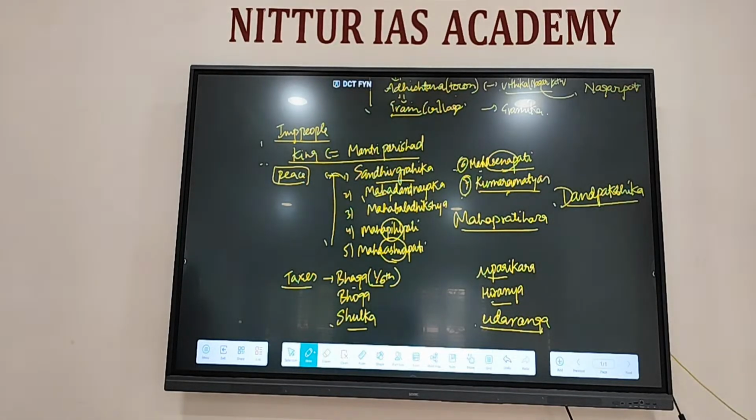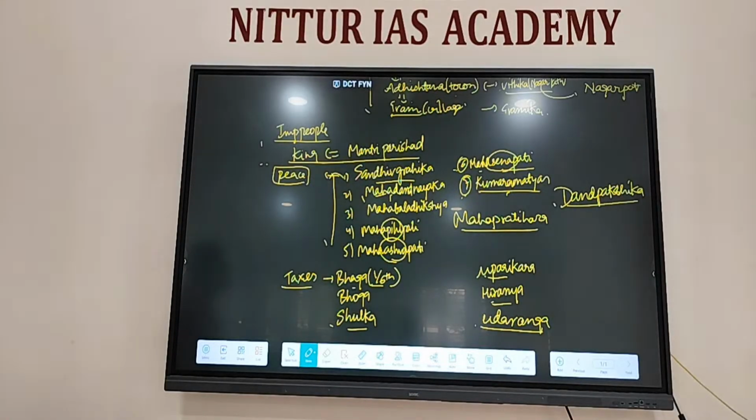Second you write down Bhoga, B-O-G. It is supply of gifts or other things to the king. Next we read on Shulk. It used to be custom duty or trade tax. Customs duty, trade tax.